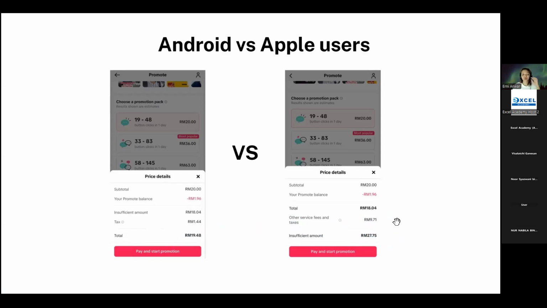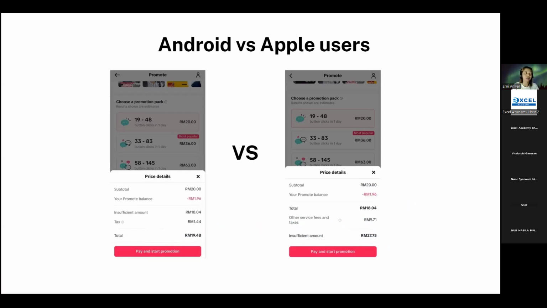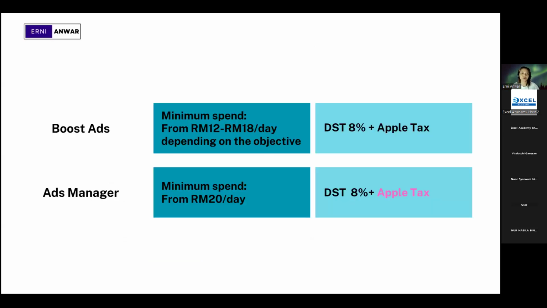So here are some tips for you. If you're an iPhone user, you need to have a second phone, an Android phone, so you can use it for Boost Ads. But for Ads Manager, you must have a laptop. You cannot use the phone because it's a bit difficult to start on a phone, so better to use the laptop. As for the laptop, if you're using a MacBook, I'm not sure if you get the Apple tax or not, but most likely you do because the phone is charged too, so the MacBook might be as well. Alright?